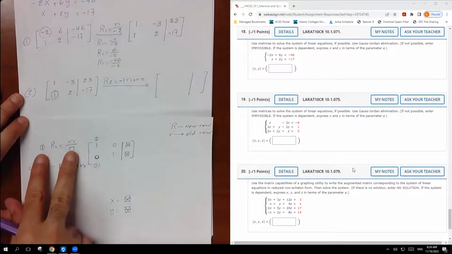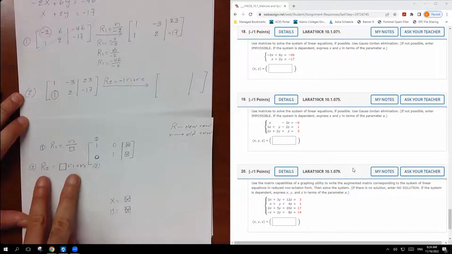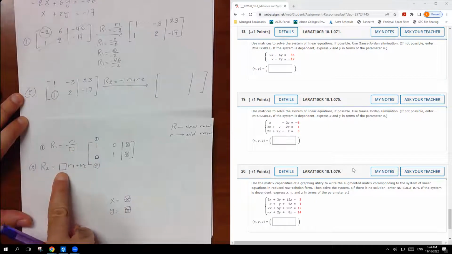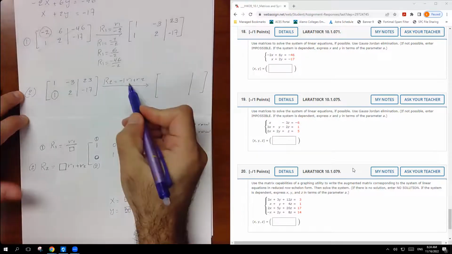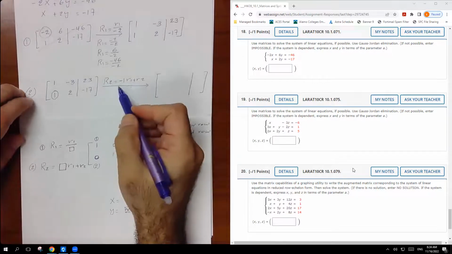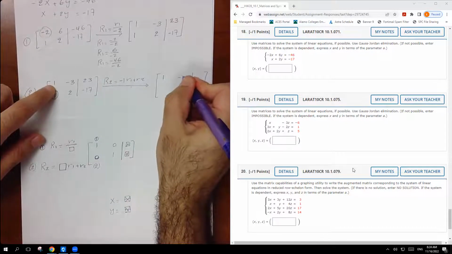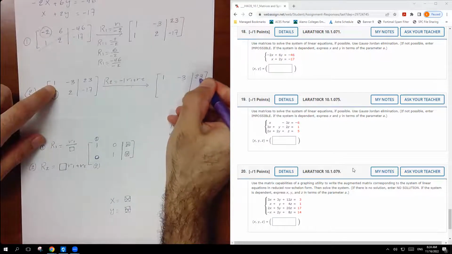So this is step 1, always going to divide. Step 2, what's the number here? You're going to add the opposite sign. So here we're going to get a new R2. That means R1 is going to be the same. So 1, -3, 23.